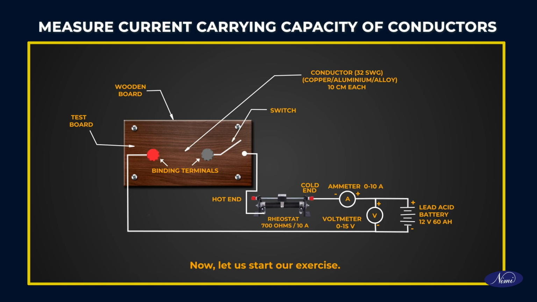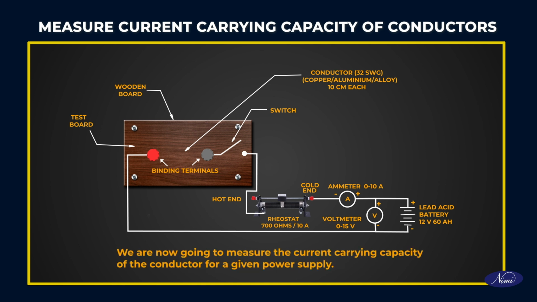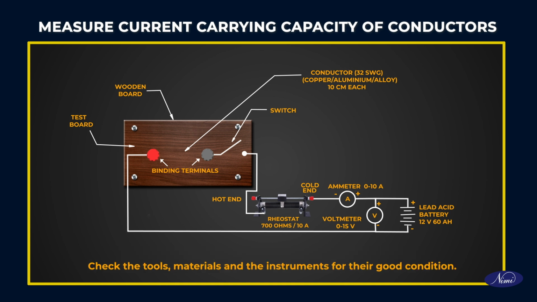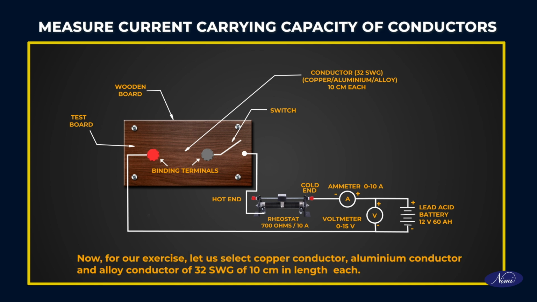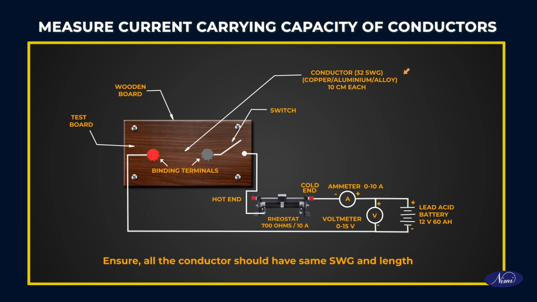Now, let us start our exercise. We are now going to measure the current carrying capacity of the conductor for a given power supply. Check the tools, materials and instruments for their good condition. Now, for our exercise, let us select copper conductor, aluminium conductor and alloy conductor of 32 SWG of 10 cm in length each. Ensure all the conductors have the same SWG and length.